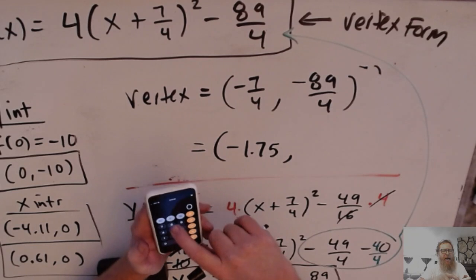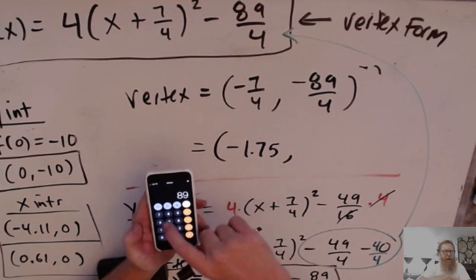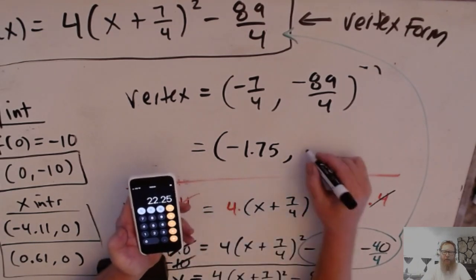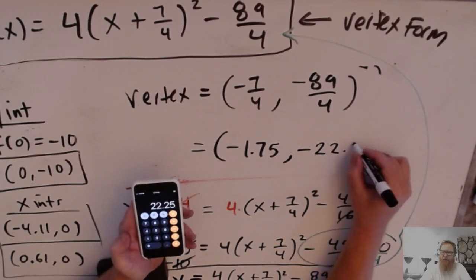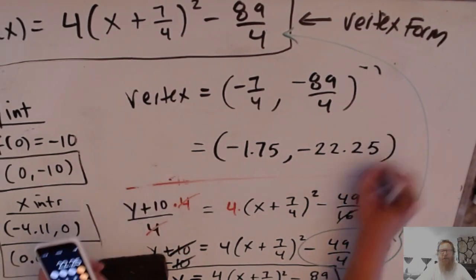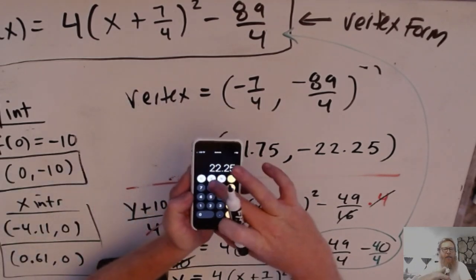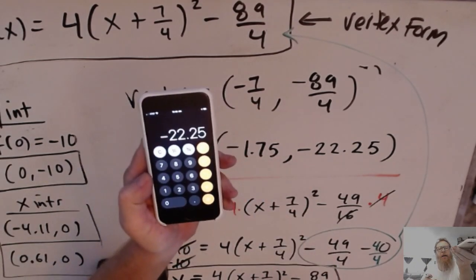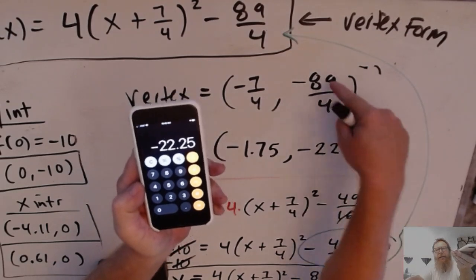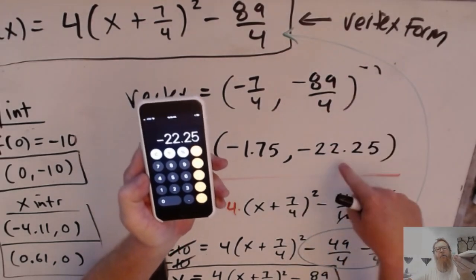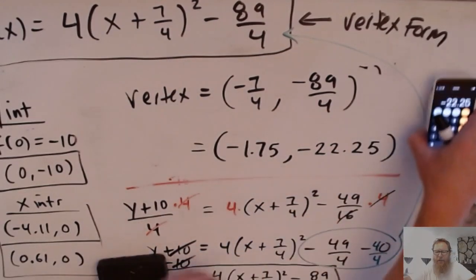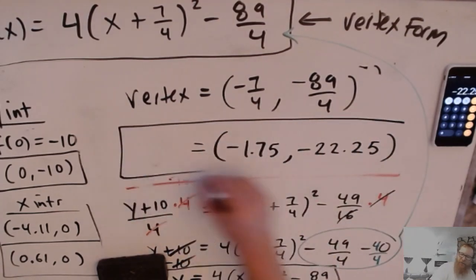89/4. Can anybody do 89 divided by 4 in their head? I can't. So it's negative 22.25. I probably could, but in this particular example, why don't I just show you the way I think you're probably going to do it. Negative 89 divided by 4 is negative 22.25. So that is your vertex.